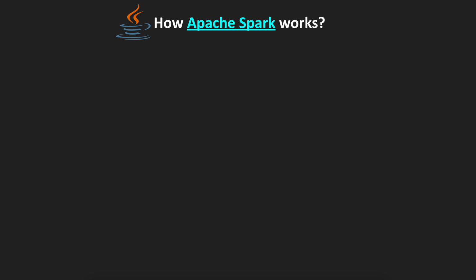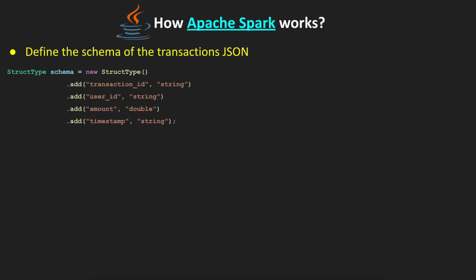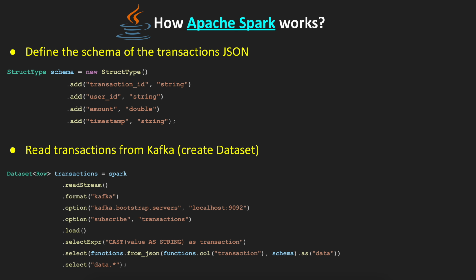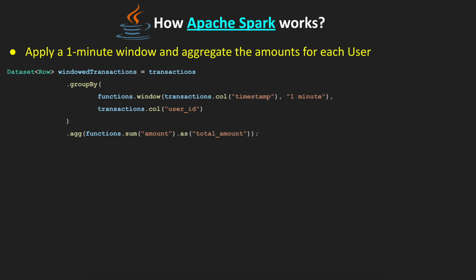Let's briefly take a look at how Apache Spark works. First, we define a schema of the transaction JSON. It's basically the JSON that we are receiving from the user. Next, we read the transactions from Kafka and create a dataset based on them. The next step is applying a 1 minute window and aggregating the amount for each user.